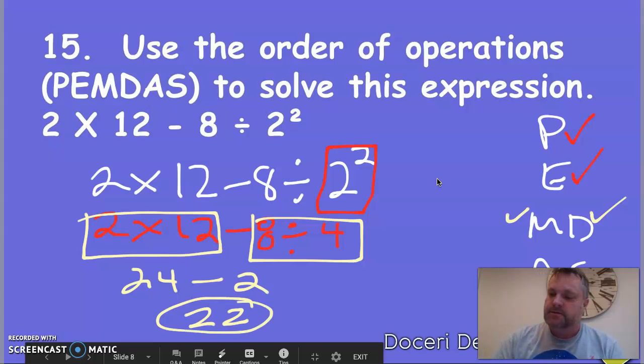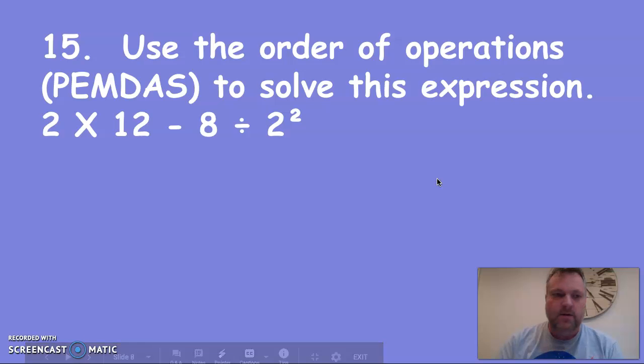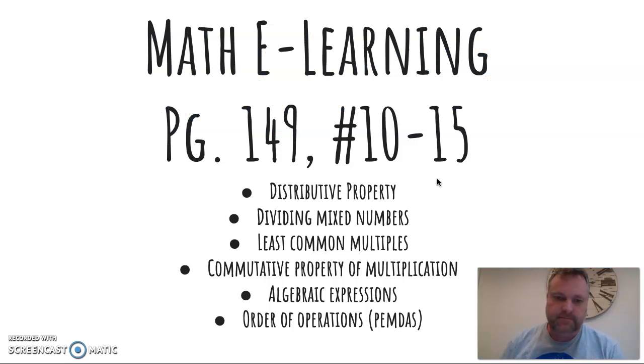Okay, so now it's your turn to try this on your own. Page 149, numbers 10 through 15. This is a Google Classroom assignment. You can go to the Google form and fill out your answers after you work them out on paper. If you have any questions, please let me know.